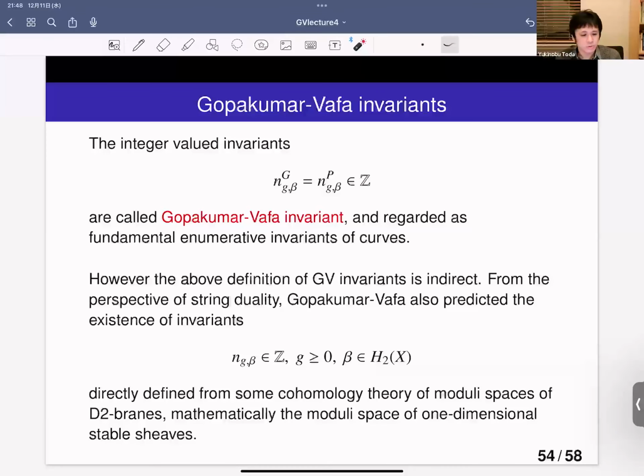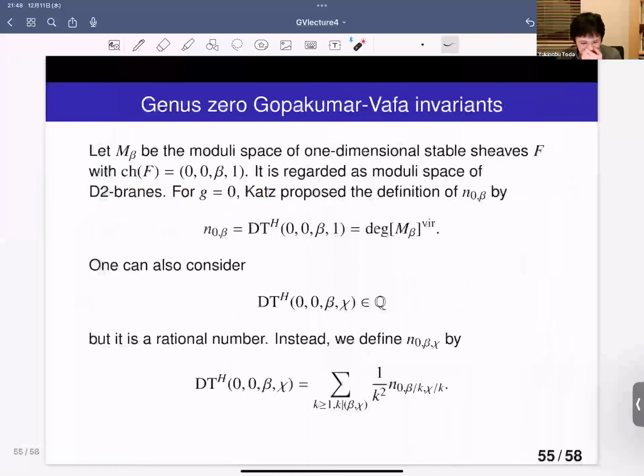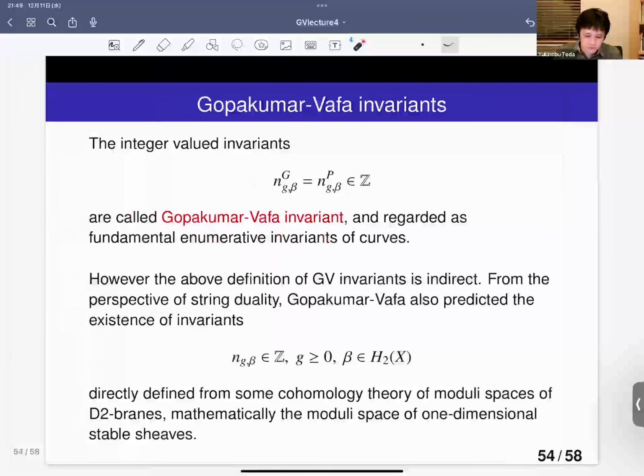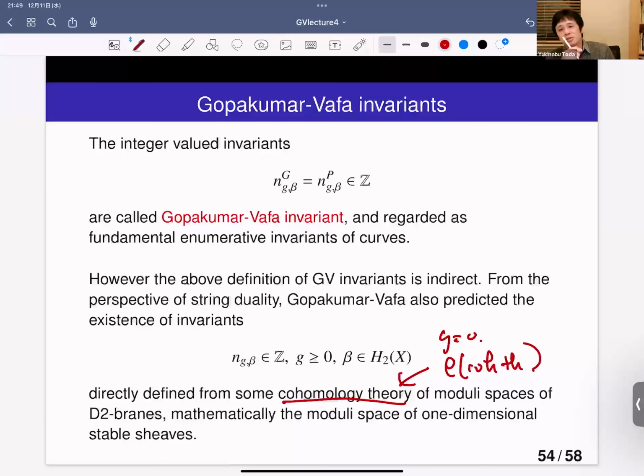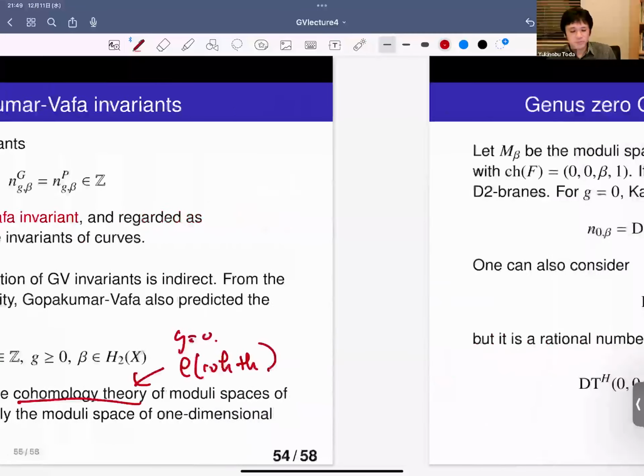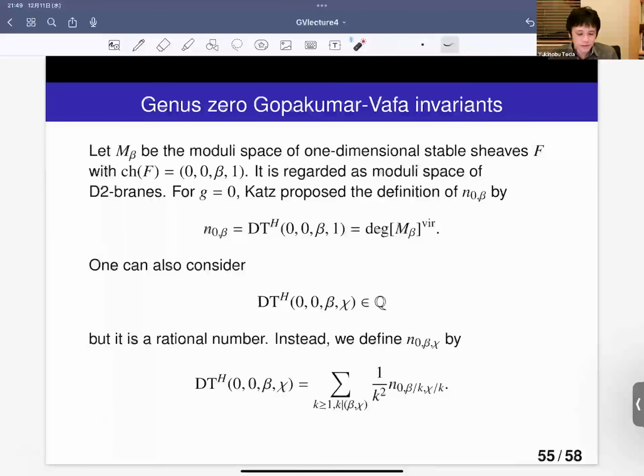That is what I want to explain in the next lecture. But in the g=0 case, that already appeared in the paper by Katz. In this case, this is in fact something like the Euler characteristic of this cohomology theory. As I said, this is cohomology theory, but in the g=0 case this is the Euler characteristic of this cohomology theory. As I said, the DT theory is something like Euler characteristic. So in the g=0 case, there is some definition using the moduli space of D2 branes.